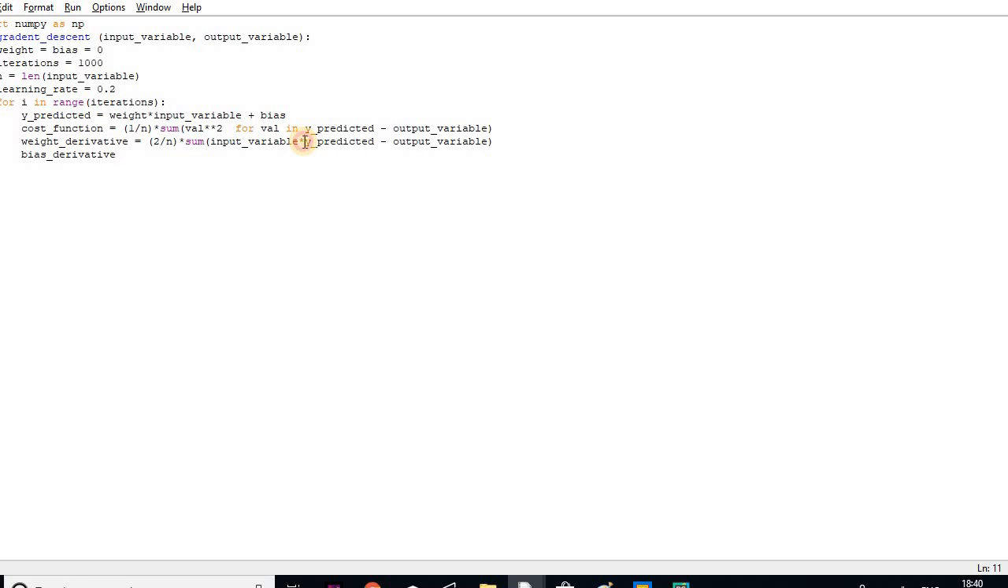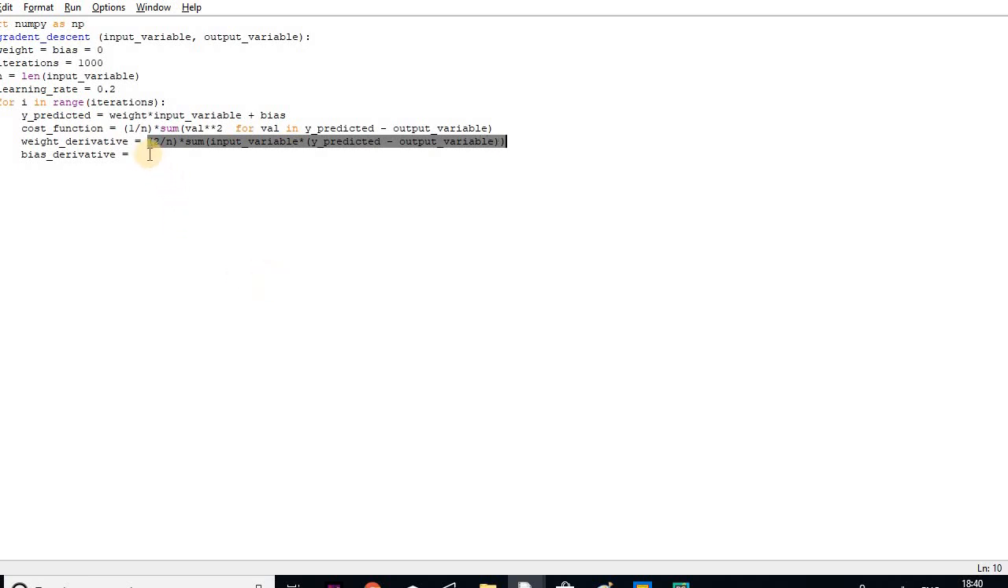Input variables here, one more bracket is needed, a double bracket is needed here. So now bias underscore derivative, the same thing without x. I can copy it and I will remove the input variable from there. So it will work like this.